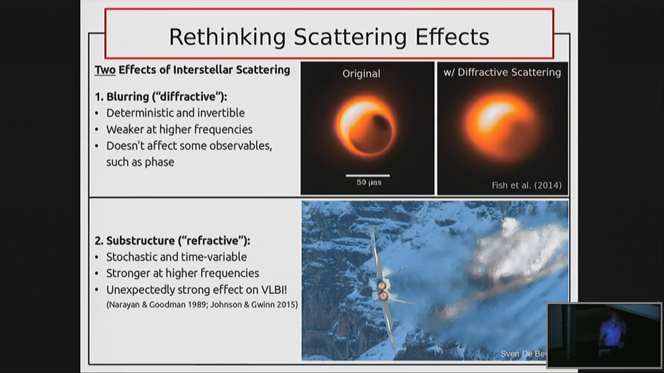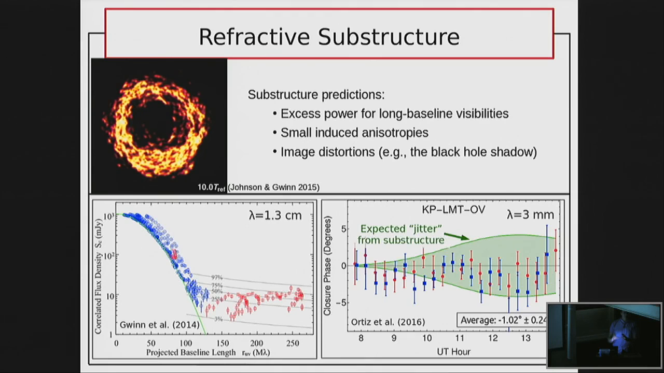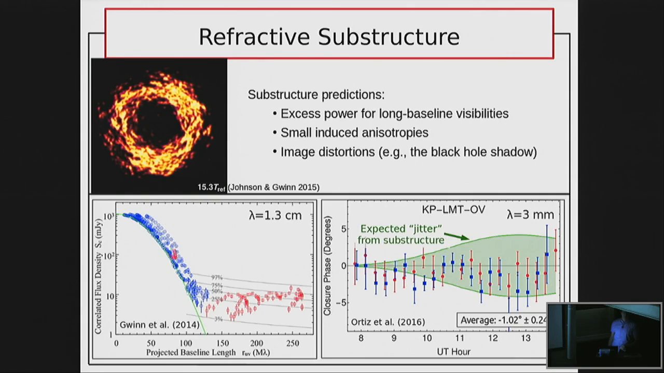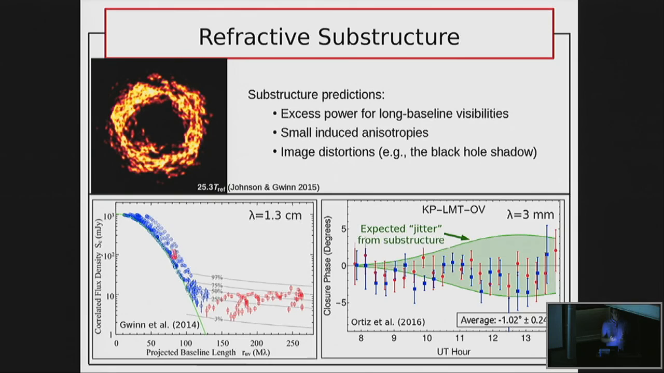So just digging into this refractive substructure a little more, this movie is one where I've just made a simulated scattering screen and I'm sliding it across a source. And that intrinsic source is just a bright ring on the sky. All the variability you're seeing here is from the scattering material. And so you can see all this small scale substructure there. And what that does is that if you have a very long baseline in your interferometer, it's predominantly seeing lots of power that's introduced by the substructure. And that's why as you go to higher angular resolutions, this becomes more and more important.